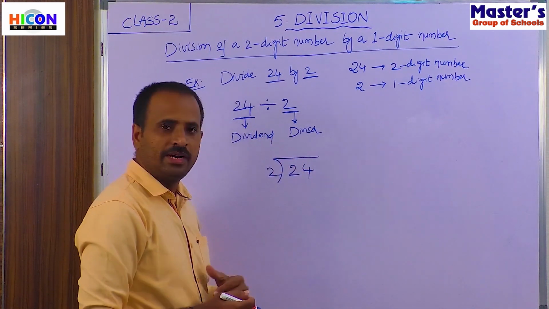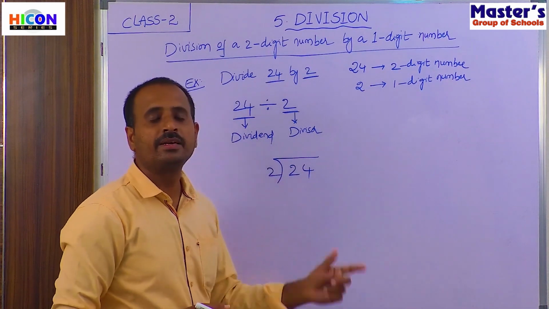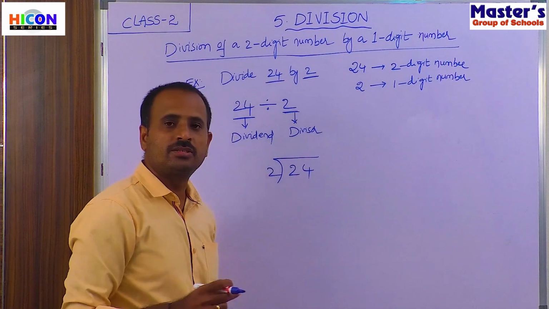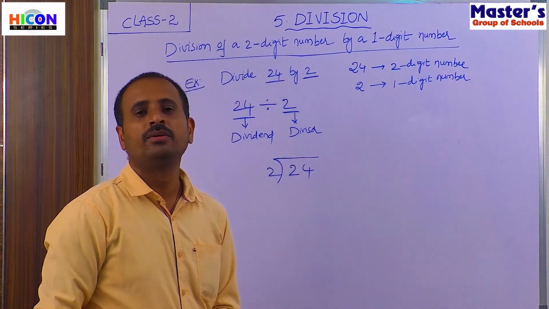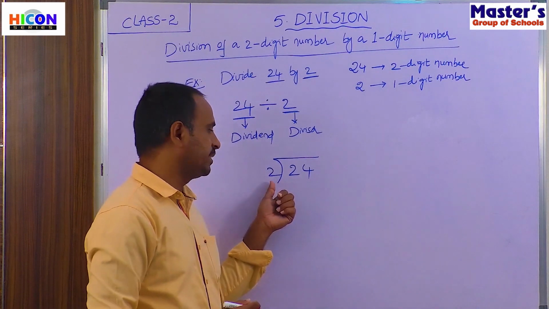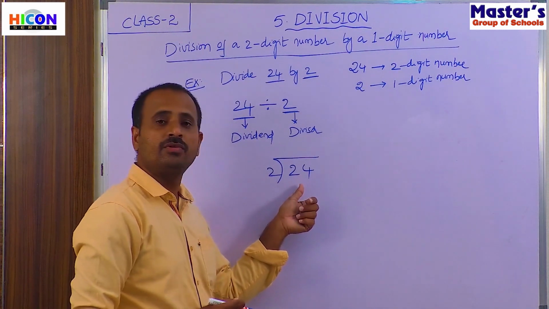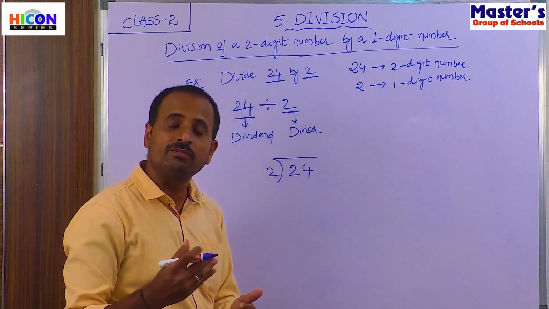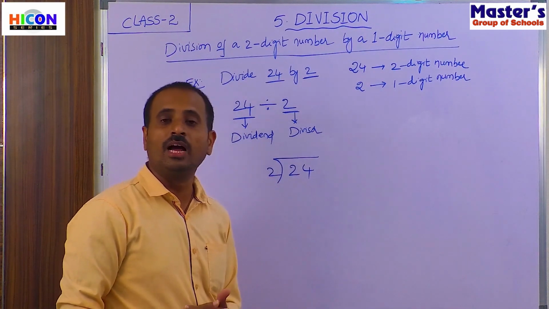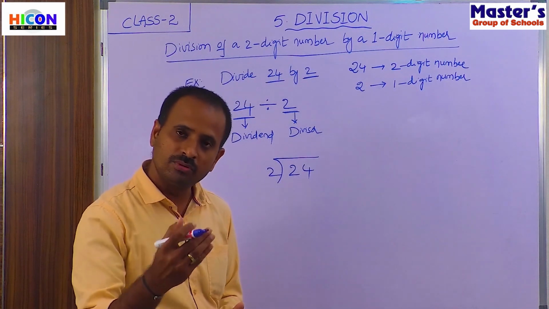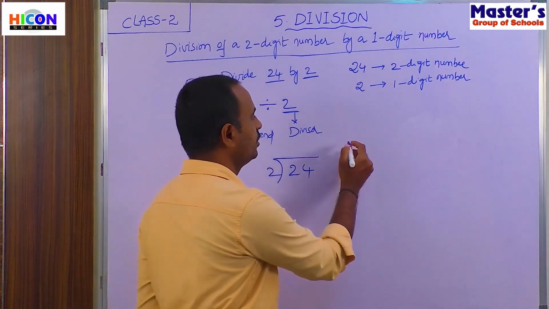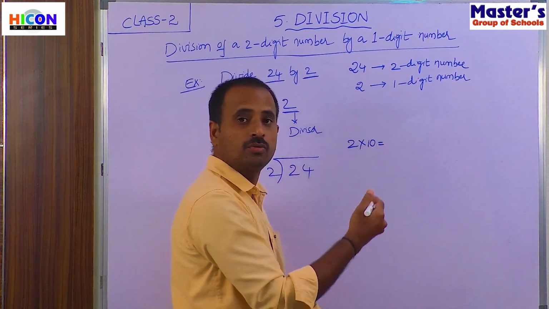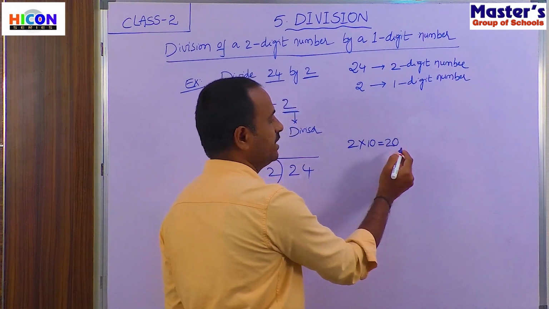So children, now let us start the division. Already we have practiced in the previous one how to do divisions. What is the first step here? We have to find when the number 24 comes in the second table. We have learned all the tables up to 10 times only. That means 2 tens are, how much? 2 tens are 20.